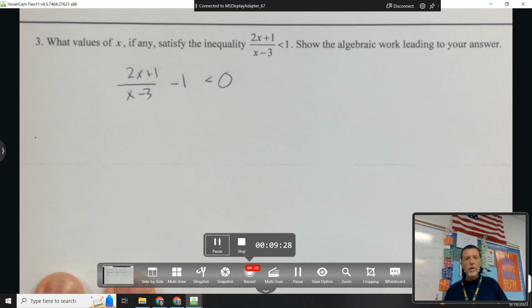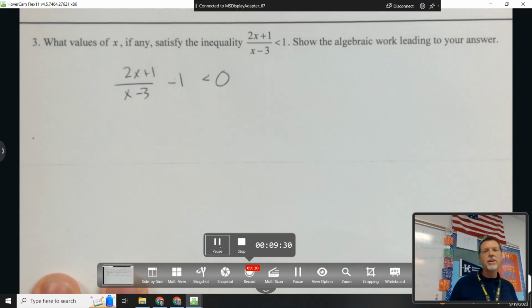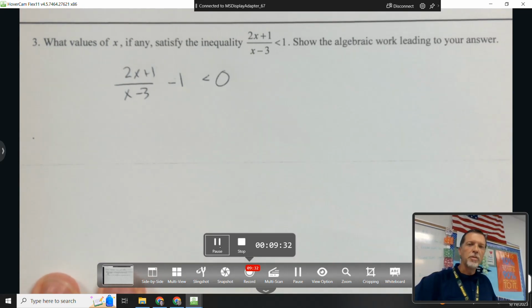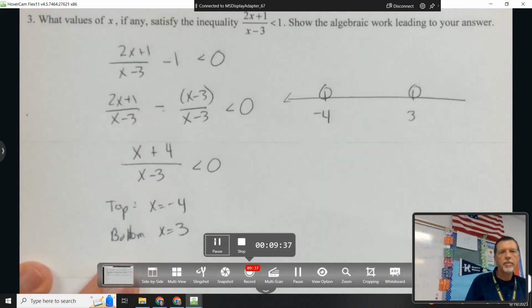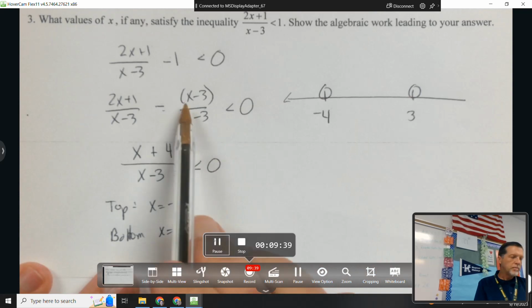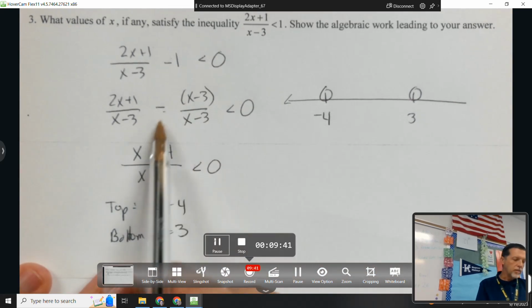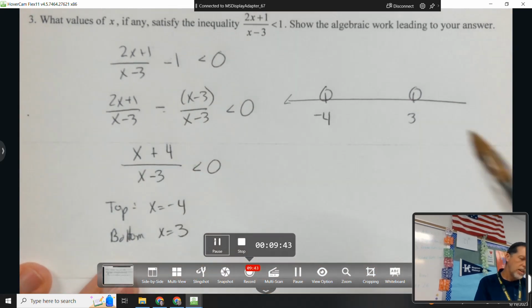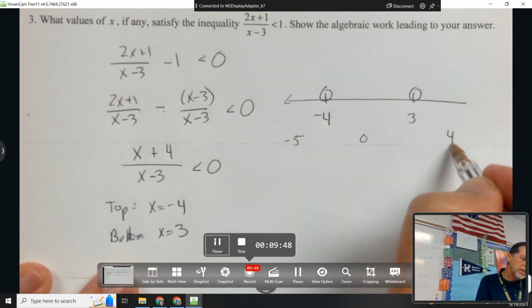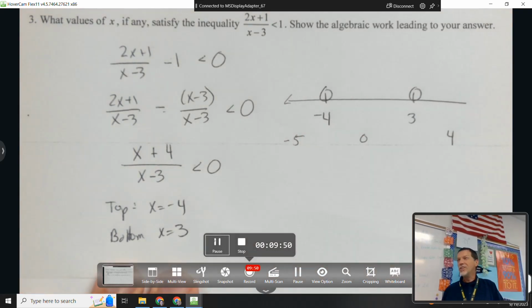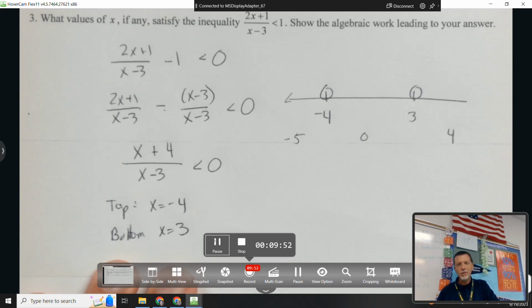So move the 1 over, common denominator, zeros of top, zeros of bottom, intervals, open circles and closed circles, all that stuff. Okay, move the 1 over, make it a common denominator. Careful with the negative signs. Test the intervals. Or interval, right? If you want to use the alternating rule, you really only need to test 1.